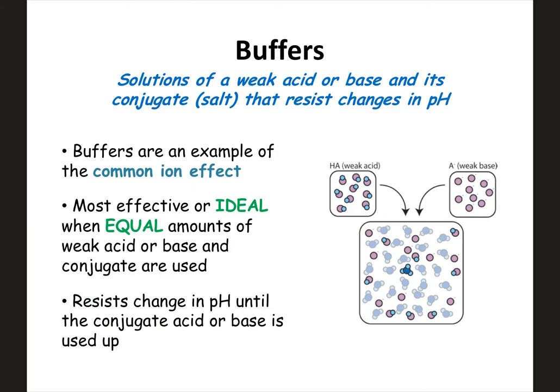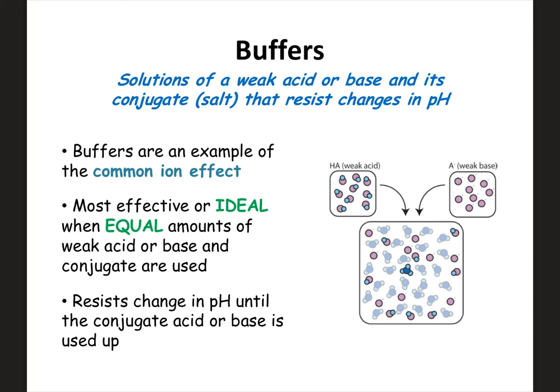Buffers are actually an example of the common ion effect. You could do buffer problems using the common ion ideas, but it's easier just to use the Henderson-Hasselbalch equation. Buffers are most effective, or what we call ideal, when you have equal amounts of your weak and the conjugate, right? So an ideal buffer would be when you have equal amounts or equal concentrations of the weak and its conjugate. That's something important. If you're ever asked anything about an ideal buffer, you just need to have equal concentrations of the weak and its conjugate.